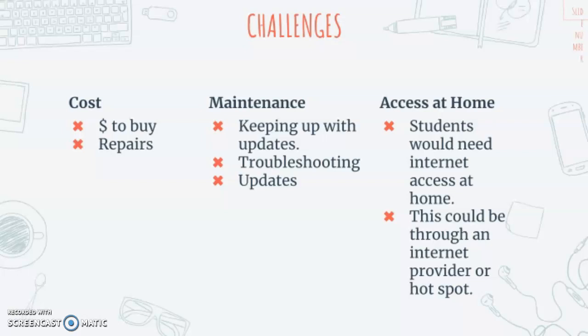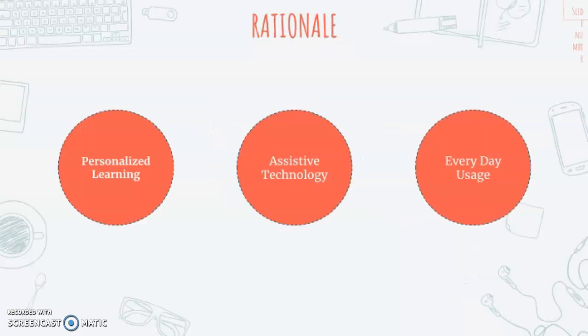Students would need internet access at home. This could be a tough discussion. Some people don't have internet at home, and we would have to think about that, or even putting out some money to get some hotspots. My rationale for MLearning is we now can really utilize personalized learning, assistive technology, and just everyday usage in this new technology realm.